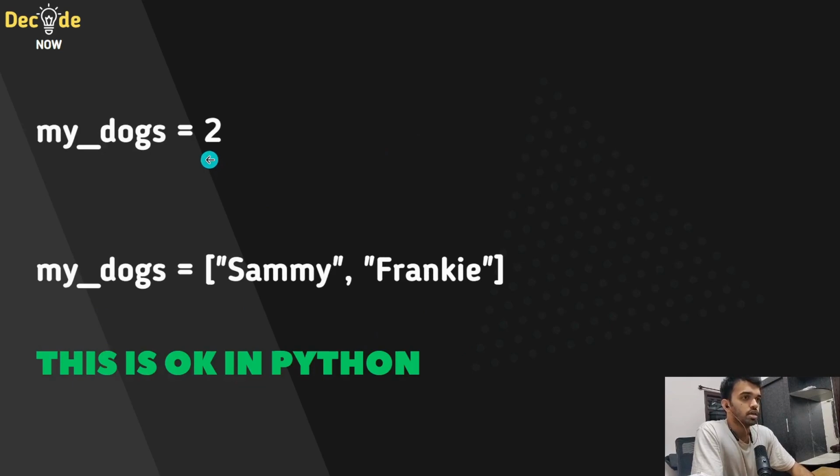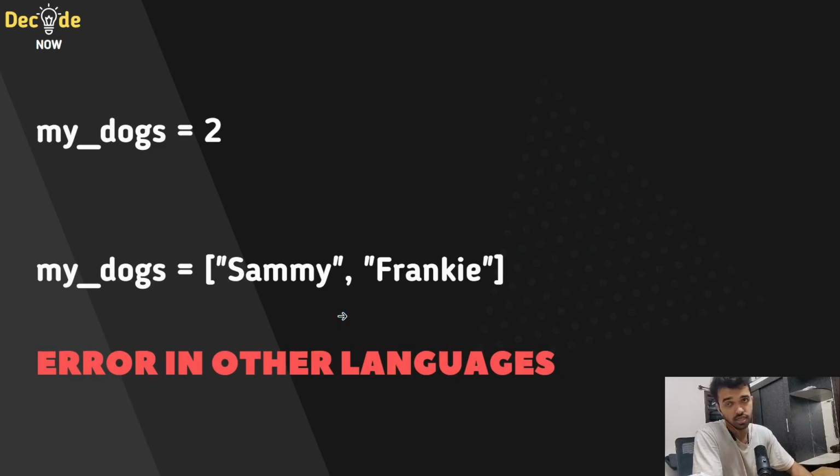For example, I can assign my_dogs equals 2. Right now, my_dogs is storing an integer value. Suppose I want to change it to a list, as we have seen in the earlier videos. my_dogs equals Sammy, comma, Frankie. Here we are dynamically changing the type from integer to list. This is possible and okay in Python, whereas other languages, since they are statically typed, throw an error.